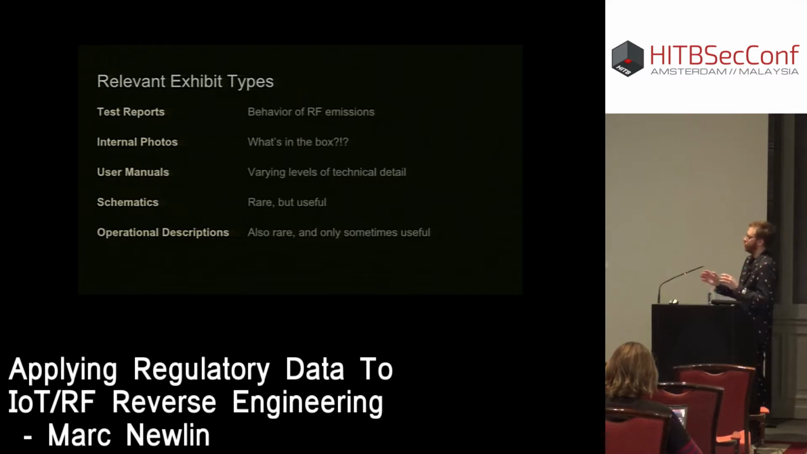Schematics, usually these are kept confidential. So when you submit a device to the FCC, you can request that certain exhibits be kept confidential either temporarily or indefinitely. Some labs and TCBs will, for whatever reason, leave their schematics open. In that case, you can often get RFIC information and so forth. And then operational descriptions, again, usually confidential, but usually has some good, deep technical information.